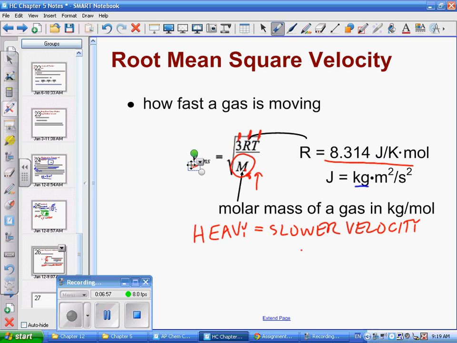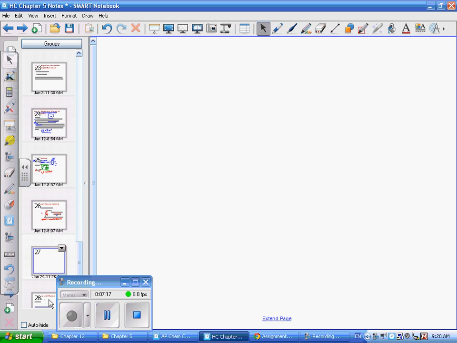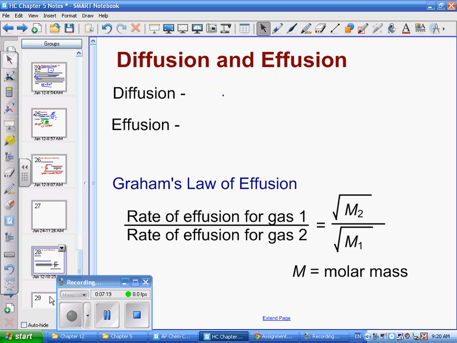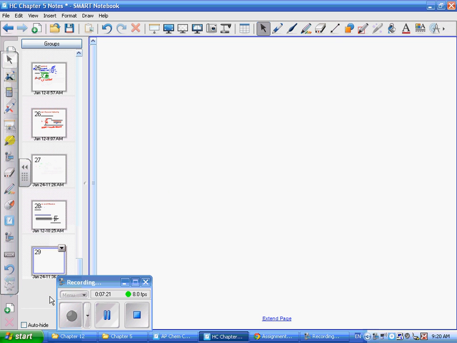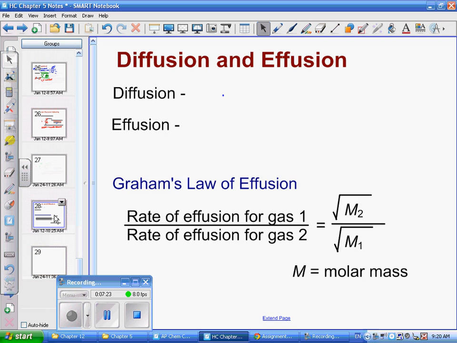Okay, so heavy, slower particles. If I get faster particles, they must be moving at a greater temperature or they must be smaller. Okay, so that's the root mean square velocity. And we're not going to do any calculations with this. You need to know this concept, the concepts behind the root mean square velocity. Okay, the last thing is diffusion and effusion.